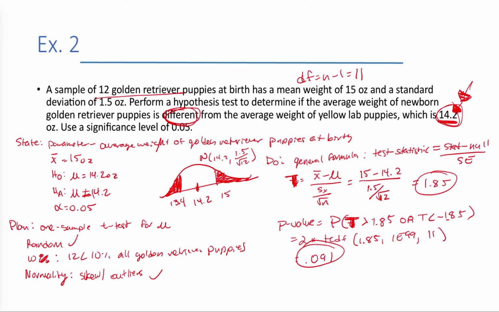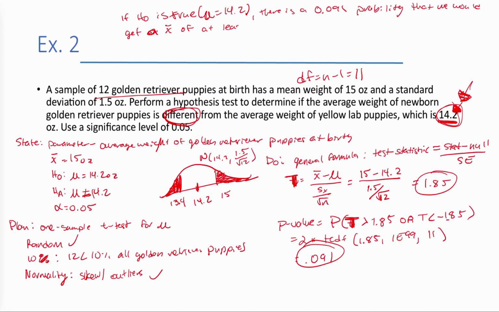Our conclusion: if the null is true, that mu is equal to 14.2, there is a 0.091 probability that we would get an X bar that is at least 15 ounces or less than 13.4 ounces, purely by chance.